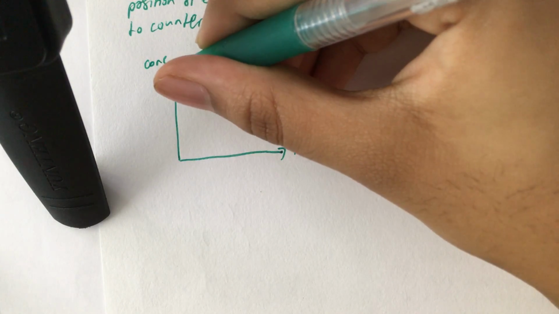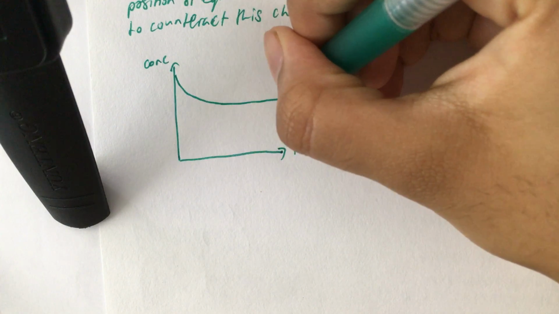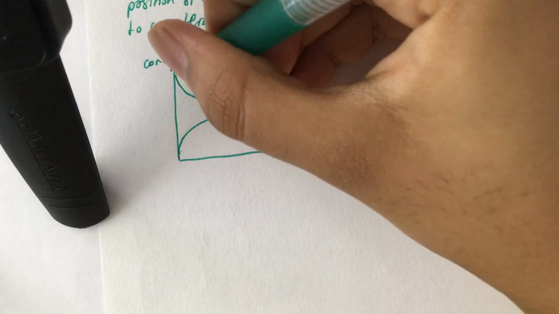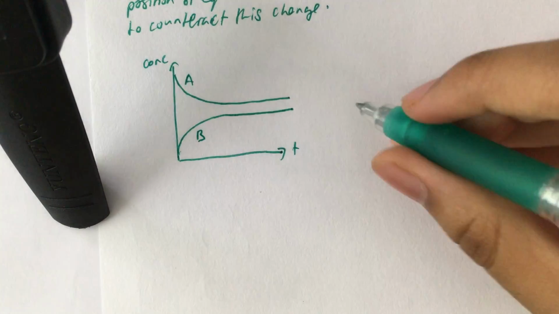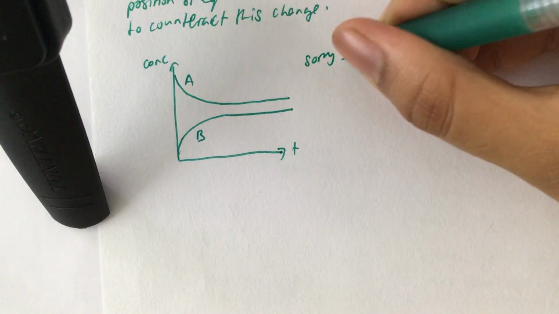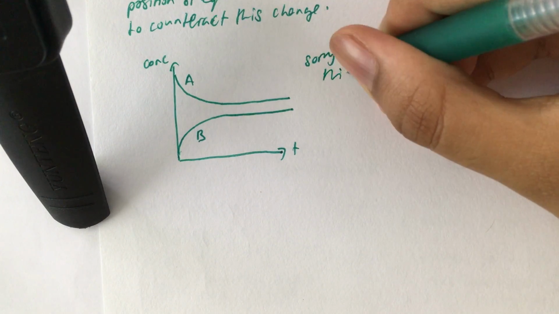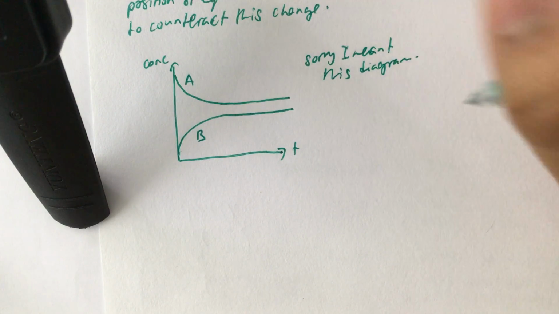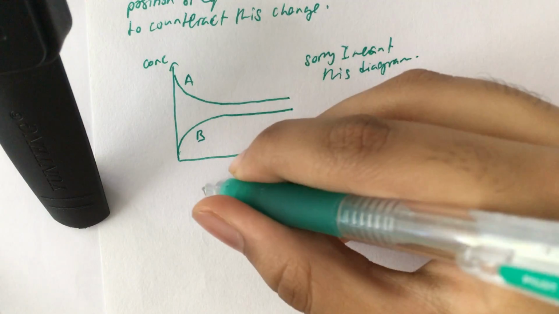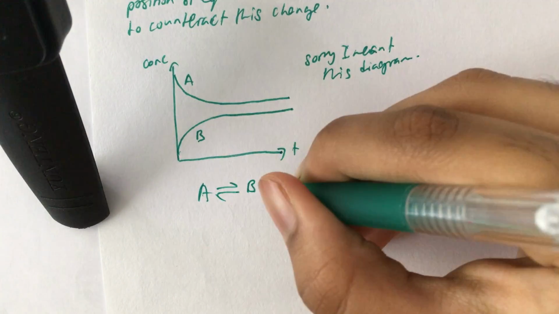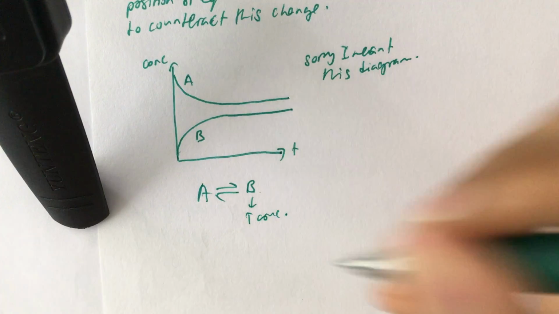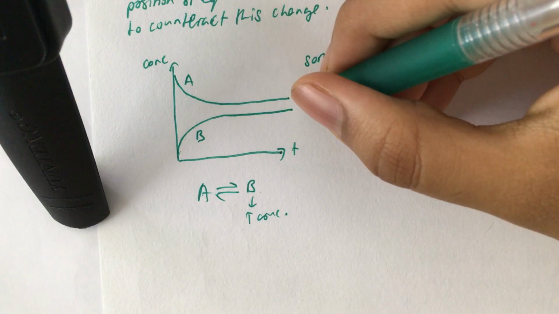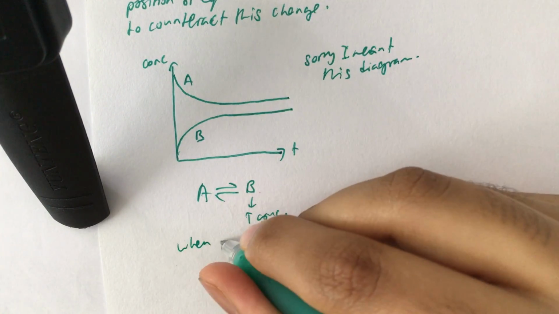The first thing that you can change is the concentration. Let's say A is becoming B, with A on the left and B on the right, so B to A is the reverse reaction. If you suddenly increase the concentration of B, it disrupts the equilibrium because there's too much B in the system, and therefore there'll be a greater rate of the reverse reaction. So B to A will become faster.